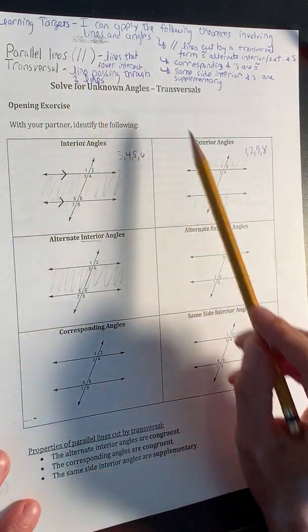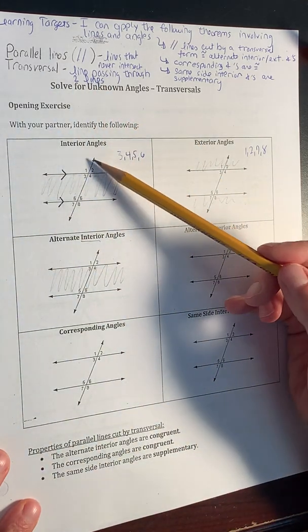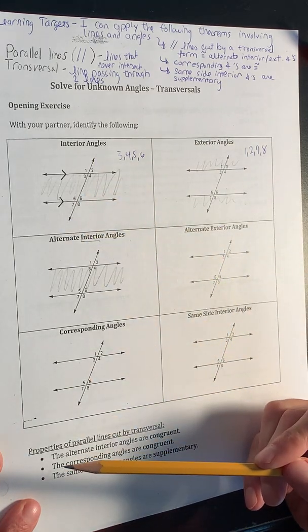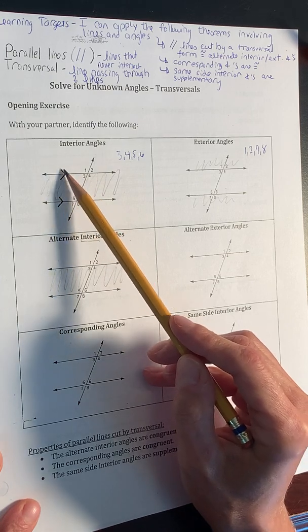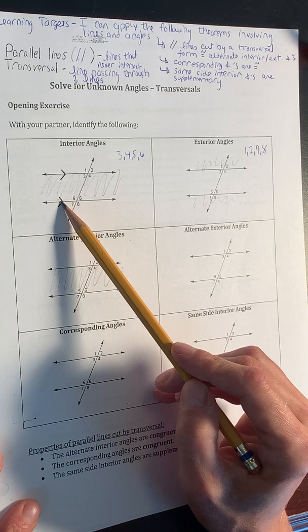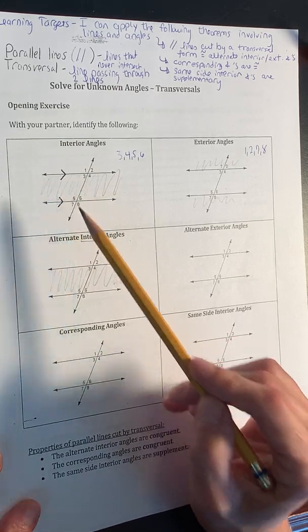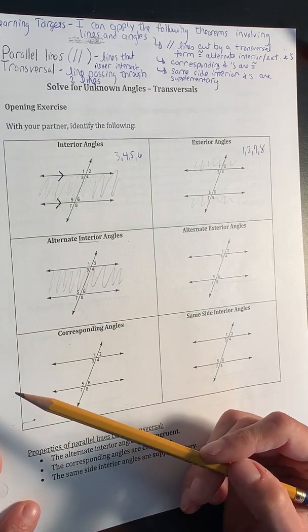Transversal is a line that passes through two lines, and in this case passes through two parallel lines. This would be our transversal. Now you might notice on my diagram that I have arrows on the parallel lines. Whenever you see arrows on the lines, it tells us that in fact those two lines are parallel. So if you want to mark off lines as being parallel, you would put arrows on each facing in the same direction. So we're going to start by identifying interior angles.